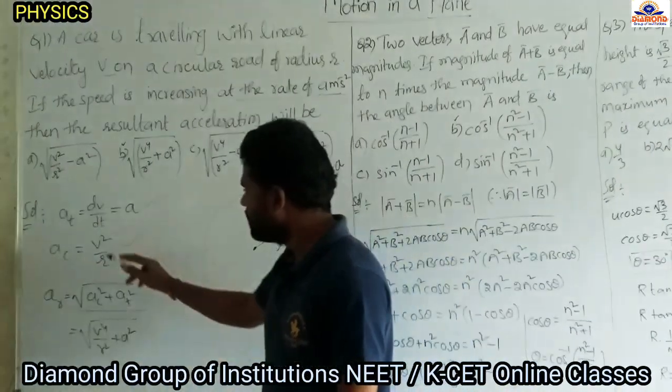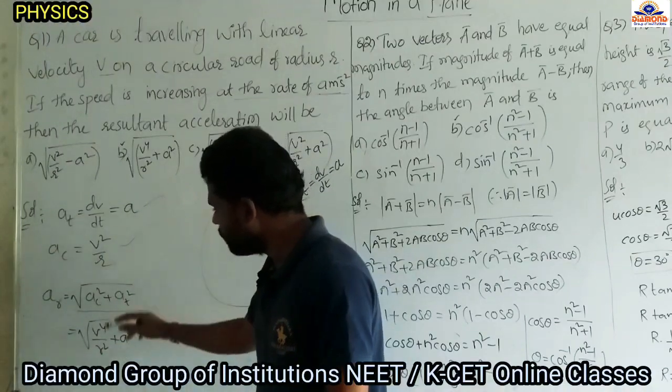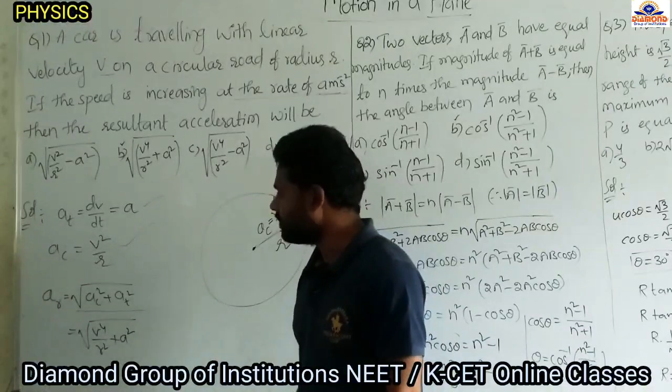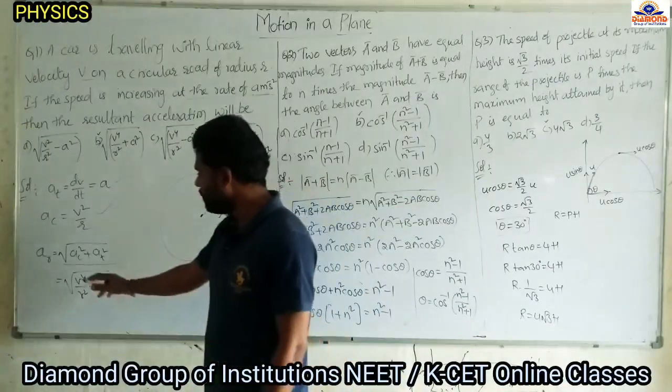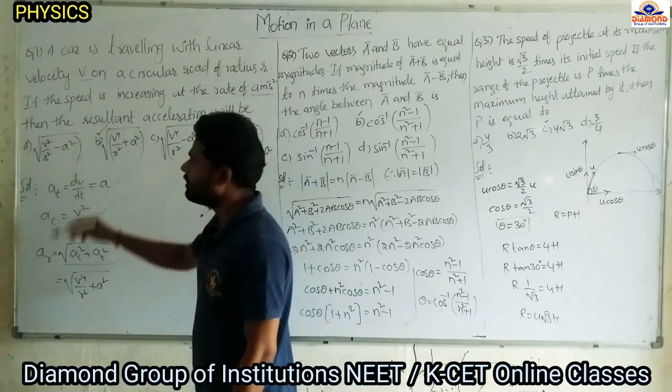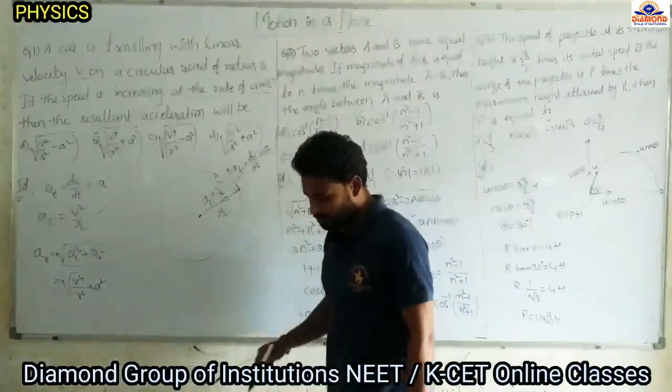ac square, the value is v square by r whole square, meaning v power 4 by r square, plus at, the tangential acceleration is a, at square means a square. So now the answer is square root of v power 4 by r square plus a square. B is the right option. Like this you have to solve the problems.